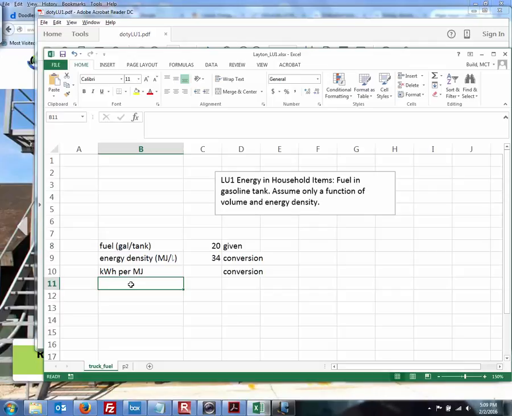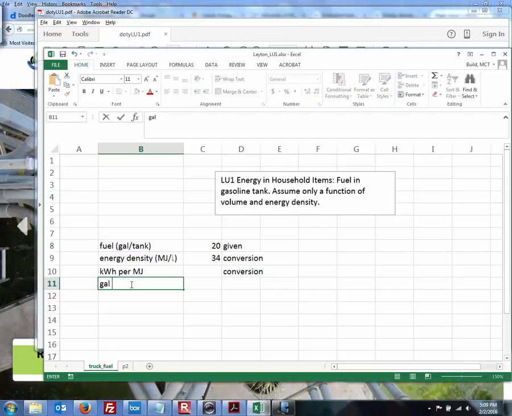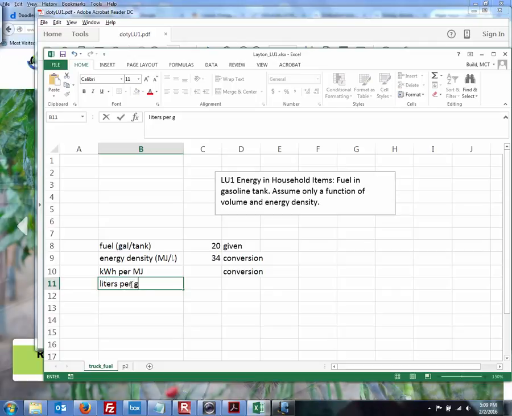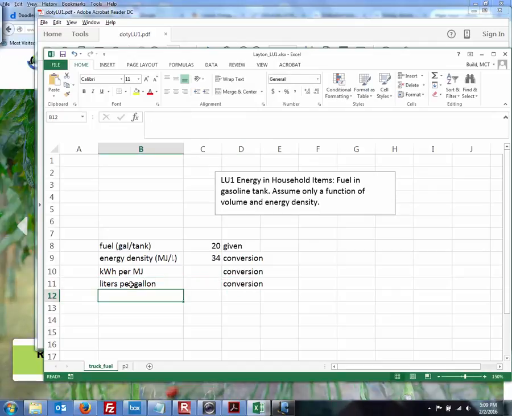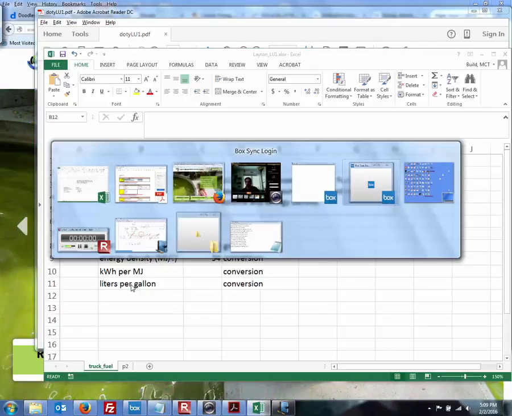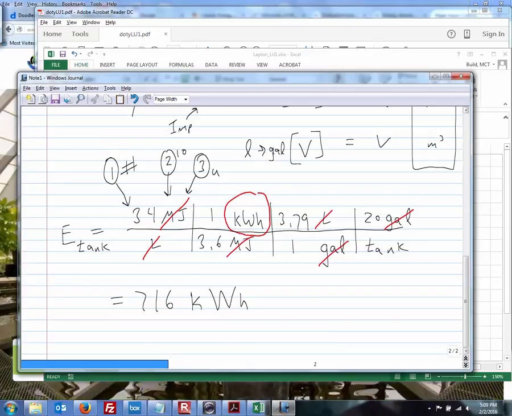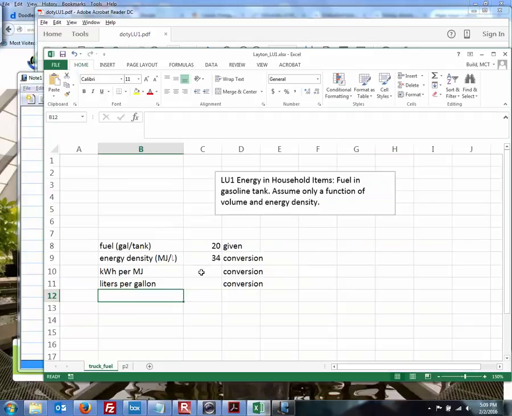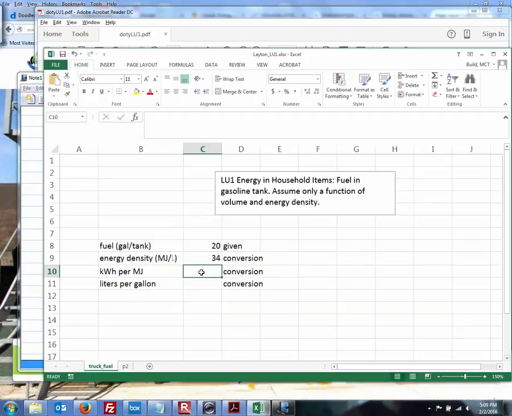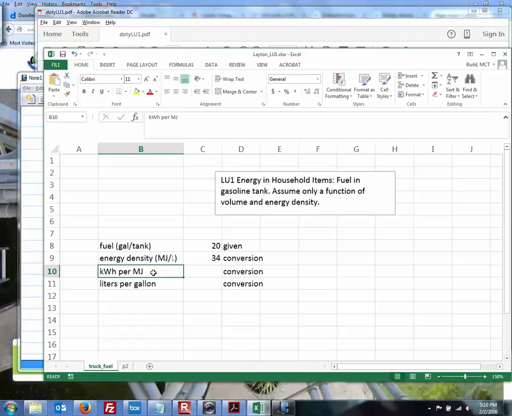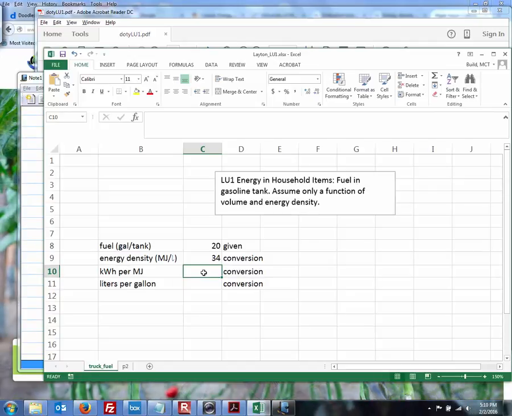Kilowatt hours per megajoule, and then we're going to have liters per gallon, conversion, and I think that's all we needed. Energy in the tank, 2 conversions, fuel in the tank. Okay. Kilowatt hours per megajoule. Did I do that right? Yep. It's 3.6 megajoules per kilowatt hour, right?